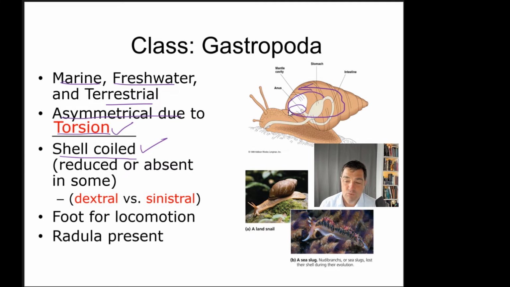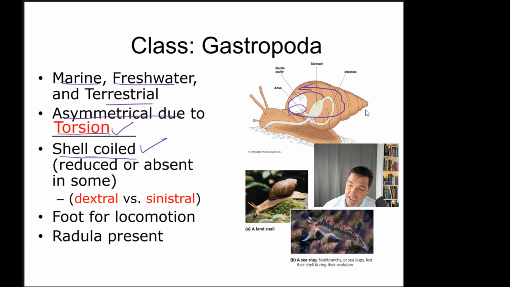But whether they're true or not, I don't know. It's hard to say. But bottom line is it does happen, because during development you do have this turn like that, so that you end up with torsion where the anus ends up sitting sort of right above the head. Okay? Torsion. That is different from coiling.